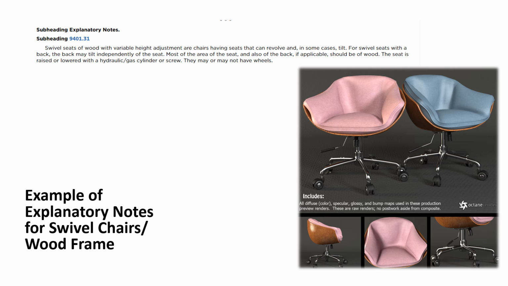And the seat is raised or lowered by a hydraulic gas cylinder or screw, and they could have wheels or not. So this is an example of how an explanatory note can clarify the definition of a product and can clarify if it will fall under that particular subheading or not.